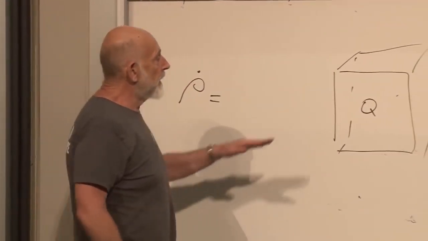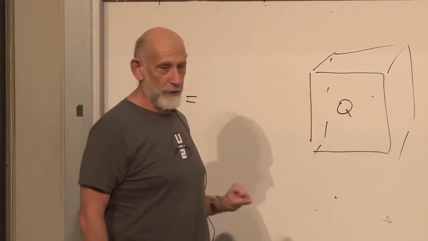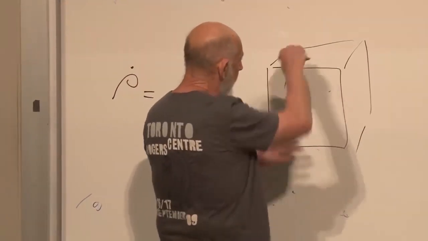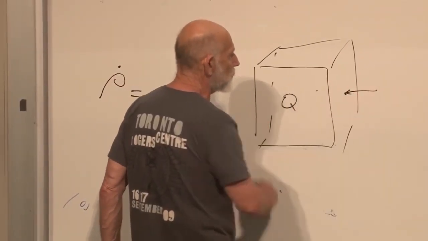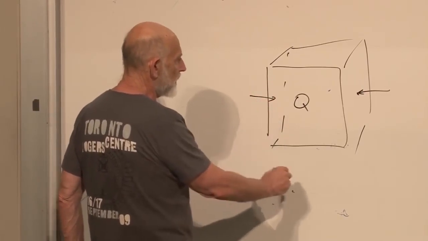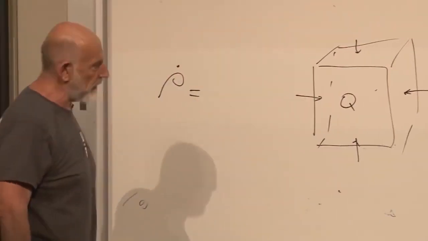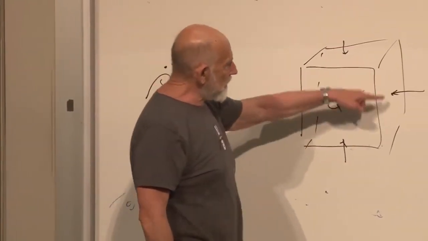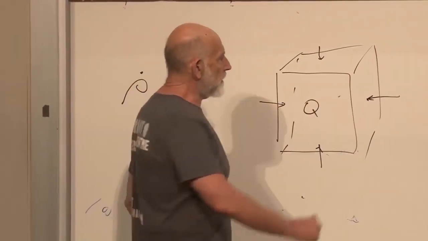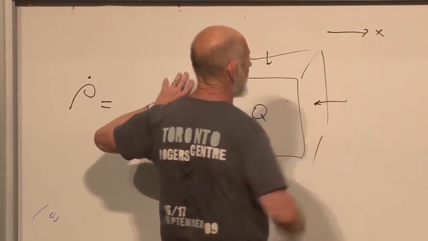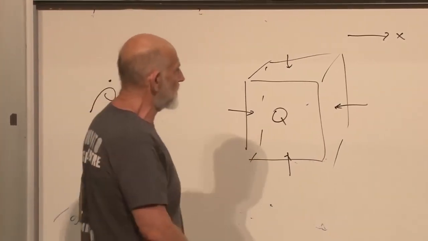Okay, so supposing rho, let's take the case where it increases. Supposing the charge increases. That must mean there's some net flow of charge coming in. The net flow of charge coming in must be the sum of the charges coming in through this window, plus the charge coming in from this window, plus that window, plus the ones in the front and the back. So let's consider the charge coming in through this window over here. Let's take this to be the x-axis. The vertical one will be the y-axis. The other one is the z-axis.